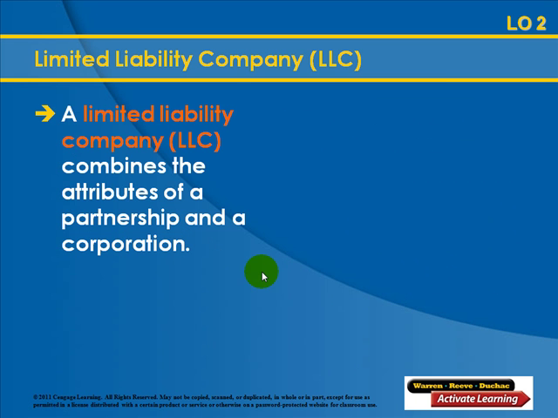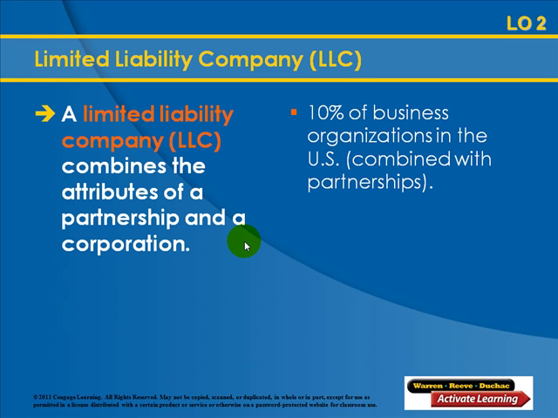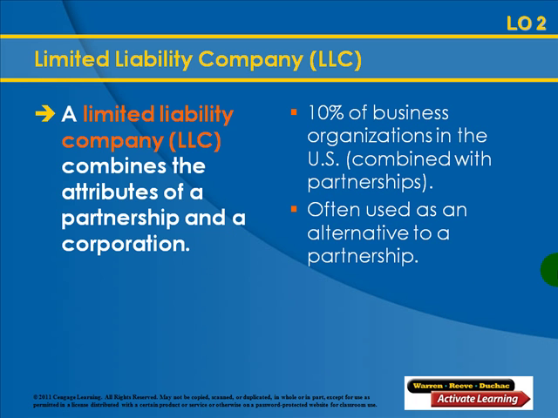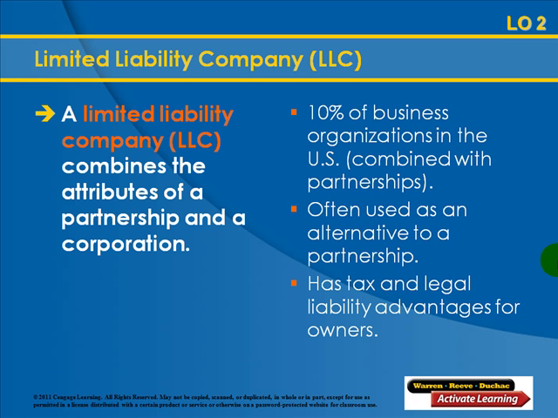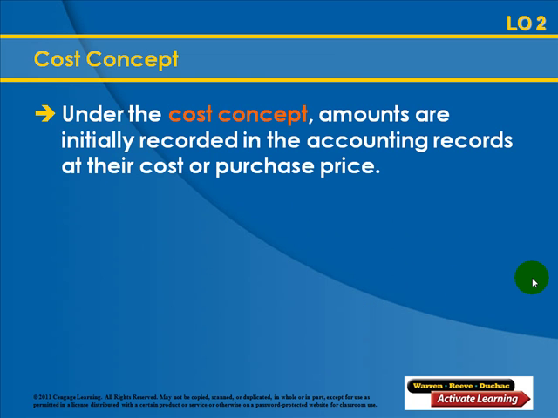A limited liability company, known as an LLC, combines the attributes of a partnership and a corporation. 10% of business organizations in the U.S. are made up of limited liability companies. This is combined with partnerships. Often used as an alternative to a partnership, because a partnership can be worse than a marriage. If you go into partnership with somebody, you better make sure you know them better than your spouse. LLCs have tax and legal liability advantages for the owners.